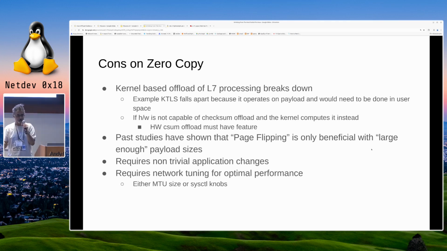Past studies: I think JC back at OLS 2005 presented a page flipping technique for the E1000 driver, if I remember correctly. I don't know if JC is here or not. But the win only starts showing benefit after an amortization cost of the page flipping. The smaller the message size, you lose basically, right? It requires non-trivial application changes, and you still have to tweak your kernel.